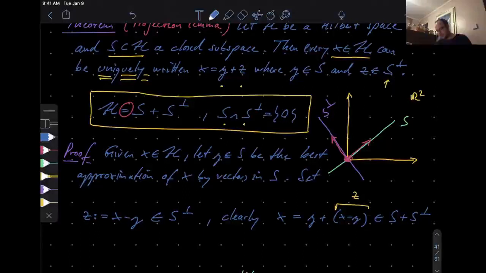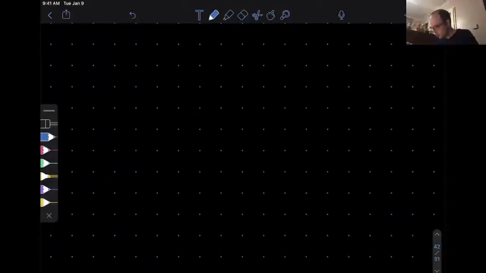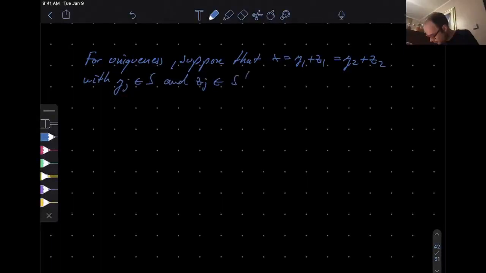Any vector in my Hilbert space, given a closed subspace S, I can write as something in that closed subspace plus something else in the orthogonal complement of the closed subspace. That's part one. Now uniqueness. For uniqueness, suppose that x can be decomposed, say, as y1 plus z1, and then also as y2 plus z2, where the yj's are in S and the zj's are in the orthogonal complement.